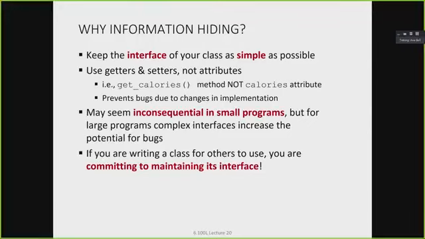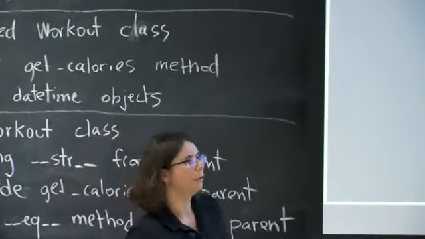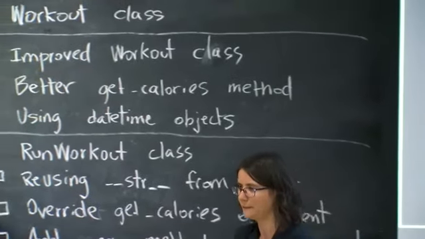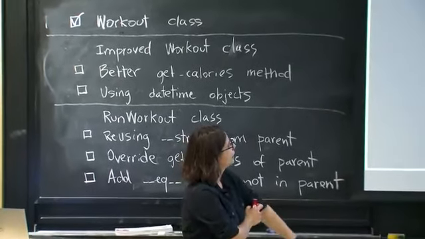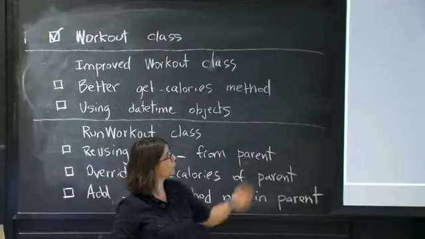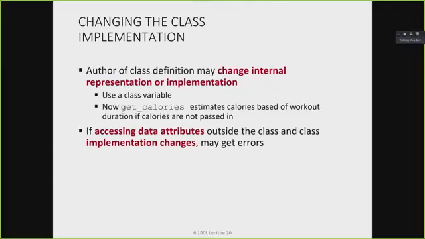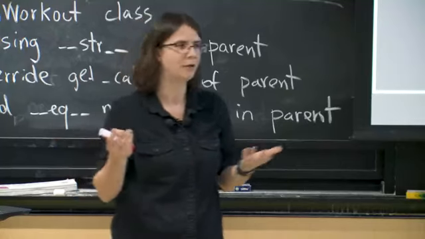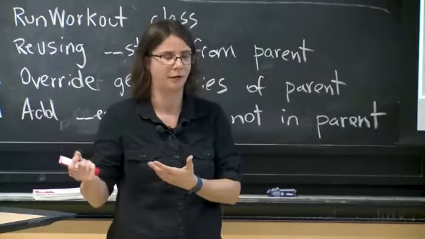Okay? So with that, we've finished our simple workout class, and now we're going to change the implementation just a little bit, right? What we're going to do is make a change to the way that we store the information. We're going to use a class variable, and I'll remind you what a class variable is in the next slide. And we're going to make a change to the getCalories method. We're going to allow the user to say, hey, I'm going to create this workout object, but I don't know how many calories I burn when I do a workout for 40 minutes, right? I don't know that right off the bat.